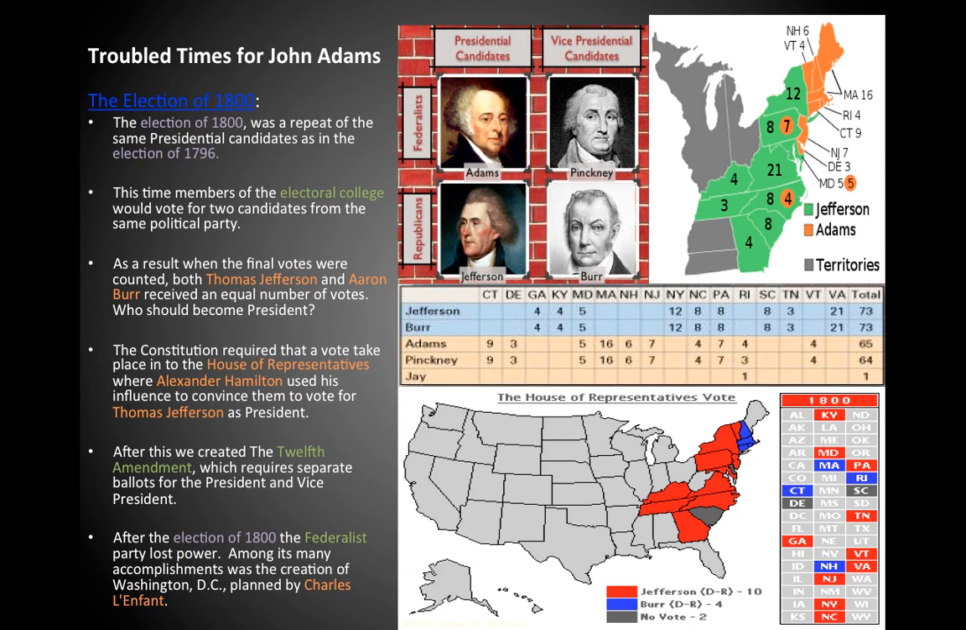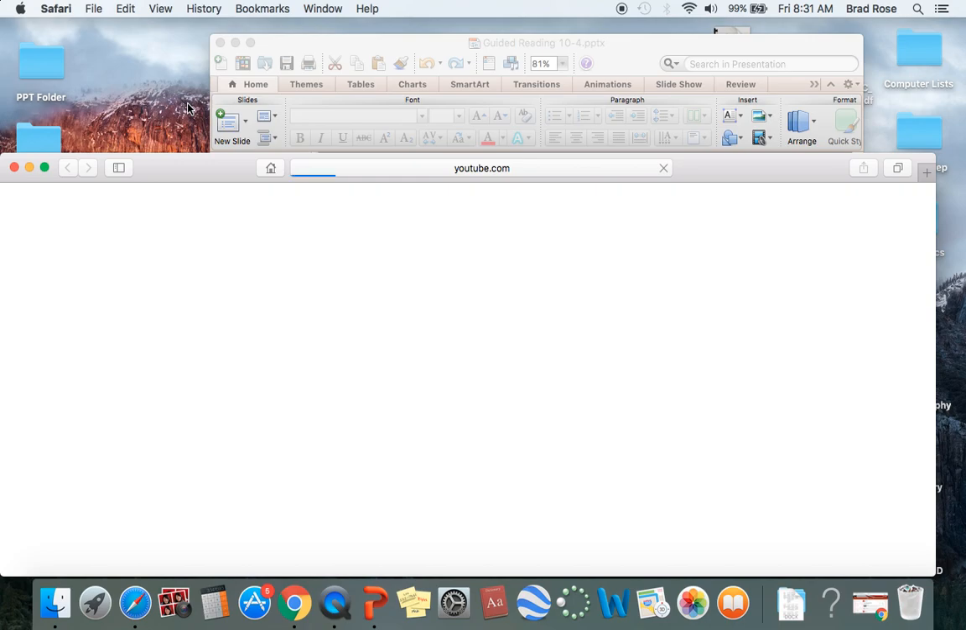After the election, you never hear of the Federalist Party again. They lose power and lose influence in the United States. Before they do leave, one accomplishment would be the creation of Washington, D.C., planned by architect Charles L'Enfant. Okay. Now, one other thing: you think back to our elections this year and how bitter, and maybe some people call it an ugly election. Differences and arguments between political parties started in the beginning. Okay, we're going to watch a little clip here of a video.